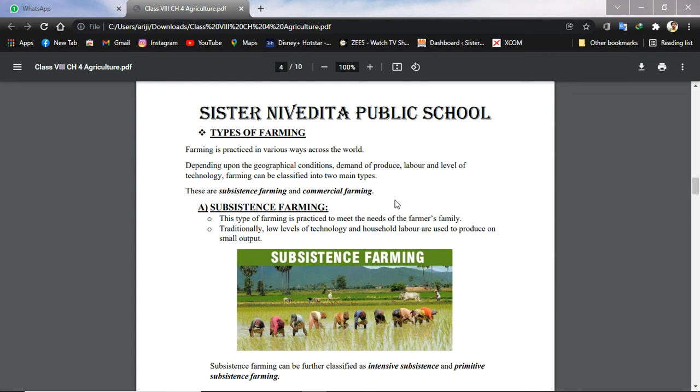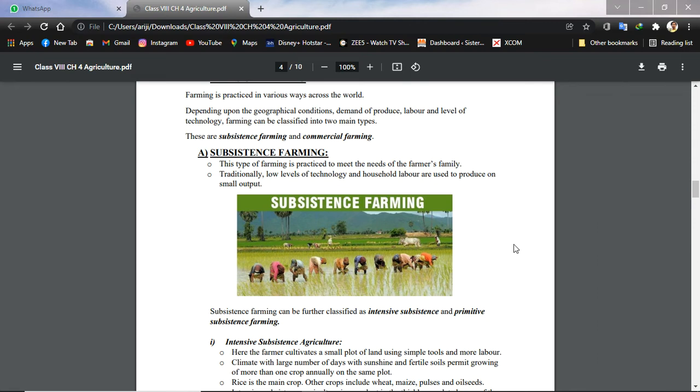This type of farming is practiced to meet the needs of the farmer's family. The farmers produce only for feeding their households and their children. Their cropping pattern is traditionally followed, and low levels of technology are used, as well as household labor on a small portion of land or a small field, and they can produce only a small output. So subsistence farming is always for the farmer and their family.